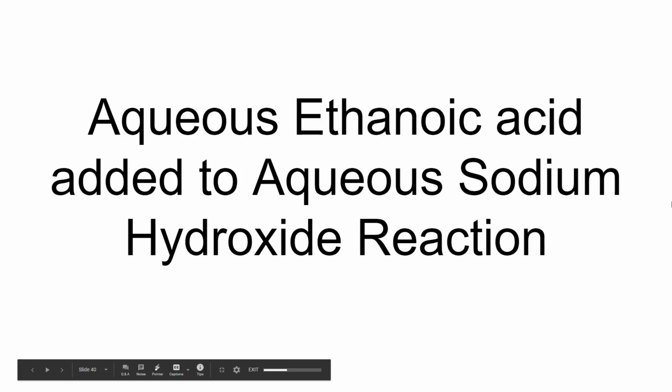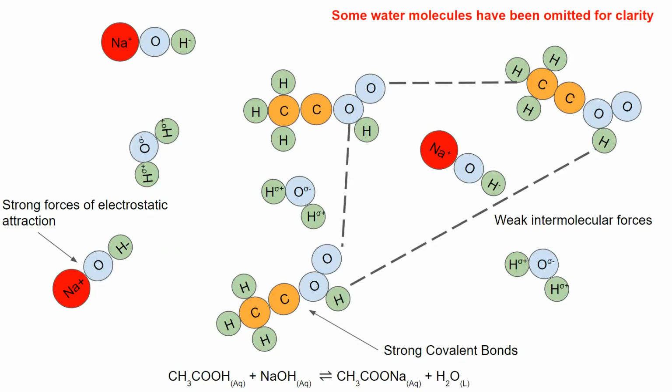Next, we will be looking at the reaction of aqueous ethanoic acid when added to aqueous sodium hydroxide. Ethanoic acid molecules have weak intermolecular forces of attraction between discrete molecules and strong covalent bonds, which are electrostatic in nature, between atoms, whereas sodium hydroxide has strong electrostatic forces of attraction between the Na+ and OH- ions. This is a neutralization reaction between an acid and a base, forming only salt and water.